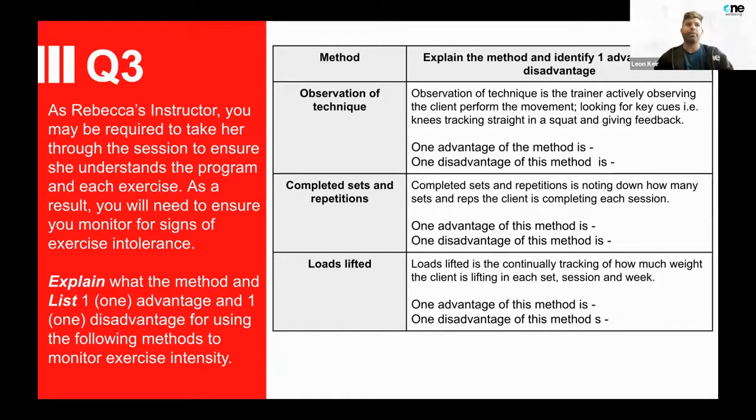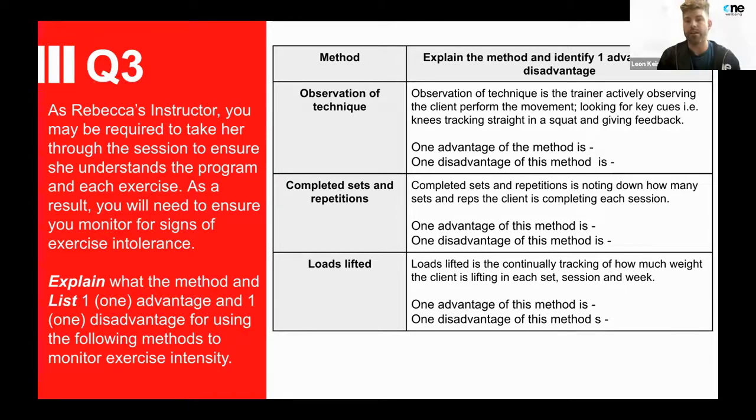All right, so completed reps and sets, very similar to observation of technique in a way, is just looking at whether our client is completing the reps and sets that we've set out for them. So if we've said we're going to do 4 sets of 8, 10, 12, are they able to do those 4 sets of those reps? That's extremely straightforward. So let's just put that down.